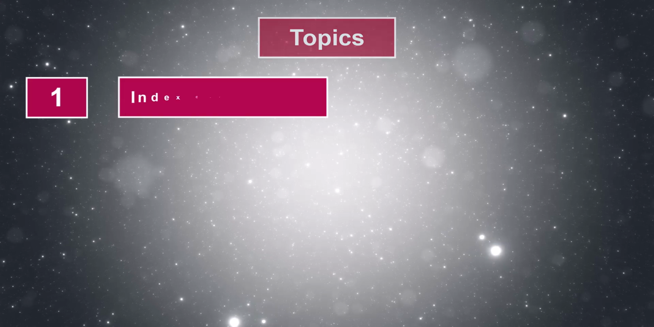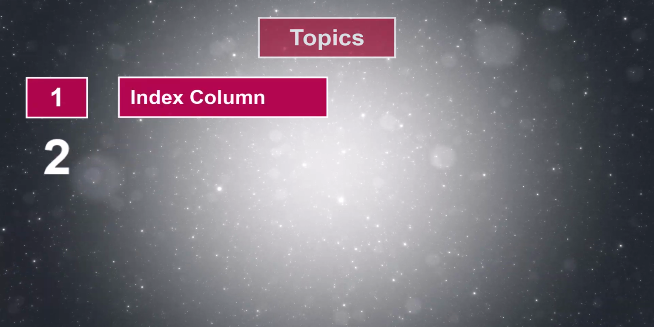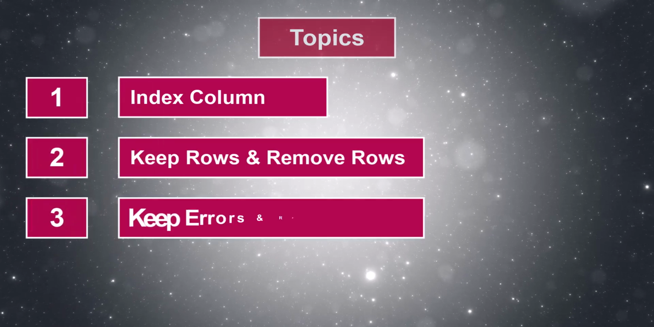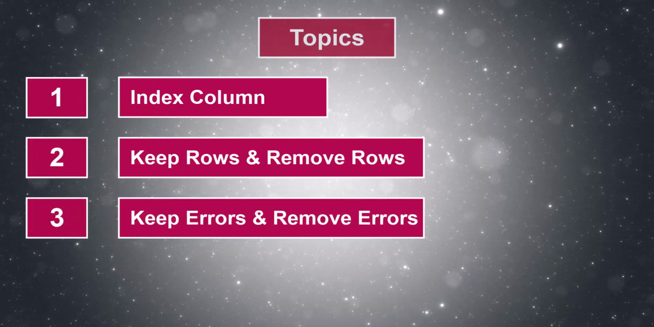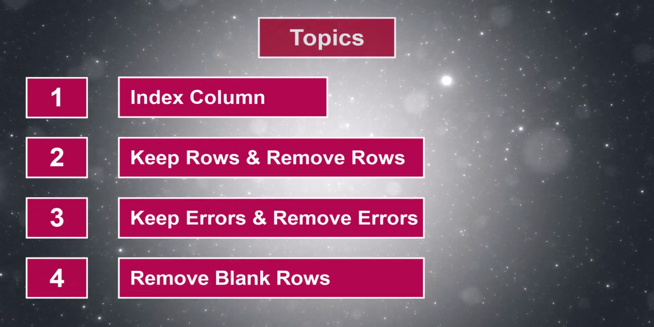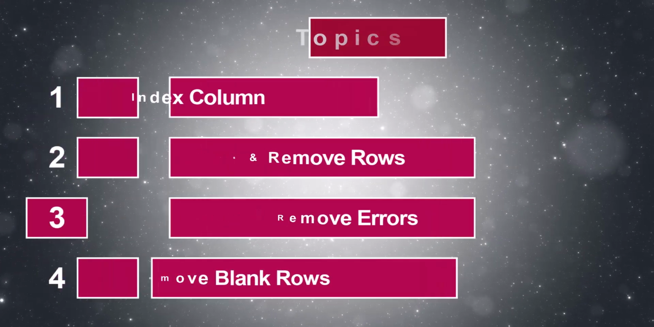Today we are going to see four topics. Number 1, index column. Number 2, keep rows and remove rows. Number 3, keep errors and remove errors. Number 4, remove blank rows. Let's get into the first topic.